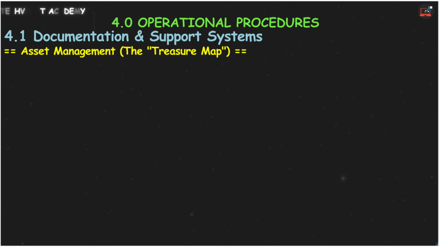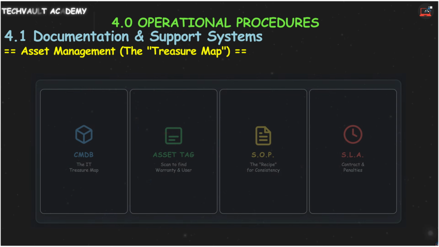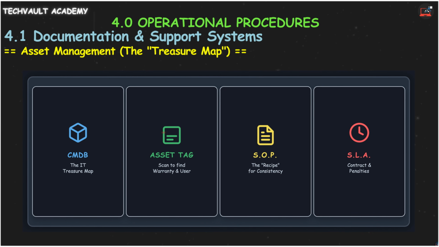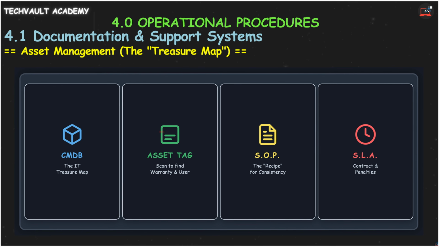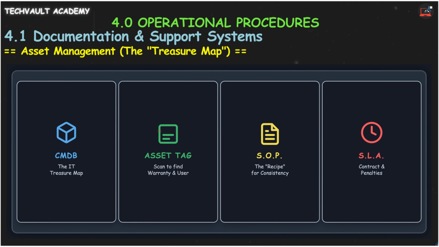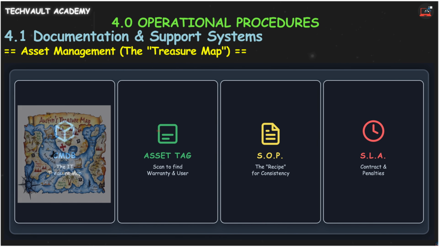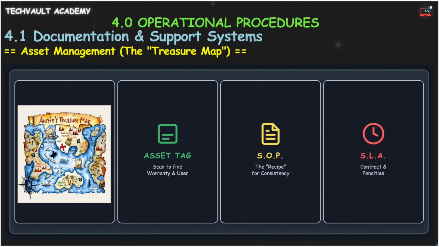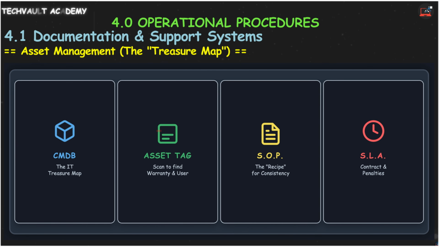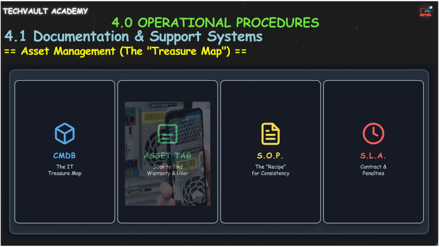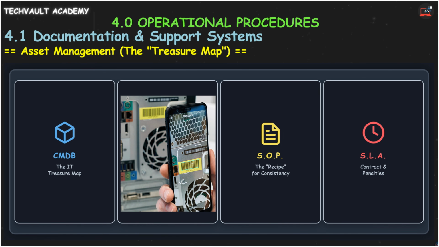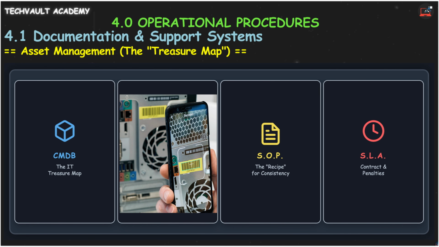First, let's talk about asset management. Think of your organization's hardware as treasure, and the CMDB, or Configuration Management Database, as the treasure map. It doesn't hold the physical equipment, but it gives you the exact coordinates, warranty status, and user history for every device. To link the physical world to this digital map, we use asset tags, stickers with barcodes that let you scan a device and instantly bring up its life story.